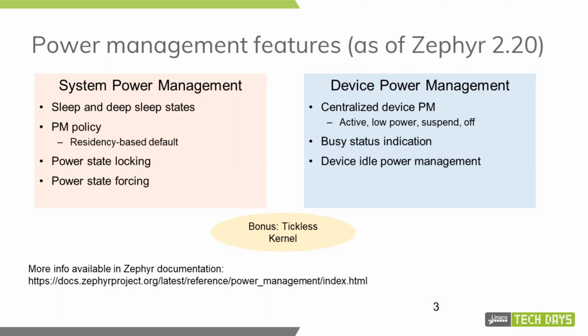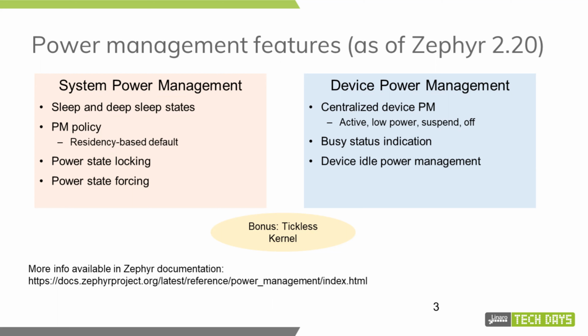The subsystem also supports the power state locking feature, which means that the application can tell the policy, okay, I don't want to enter certain sleep states, so please don't go into them by locking these states out. And also there's the ability to force a power state, basically by initiating that state while the CPU is active. So you can think of that as when, say, you want to initiate a shutdown, for example.